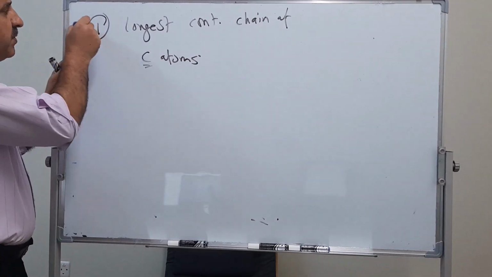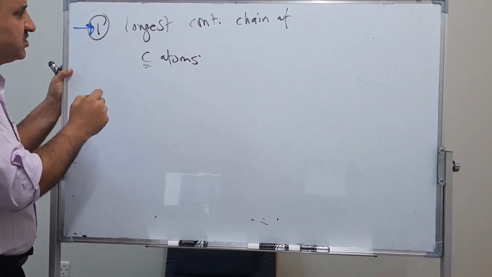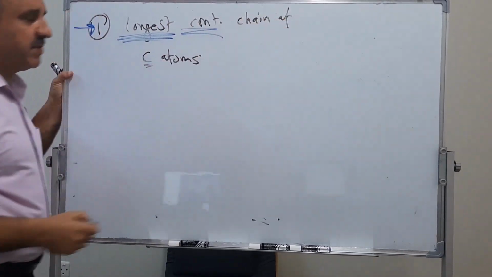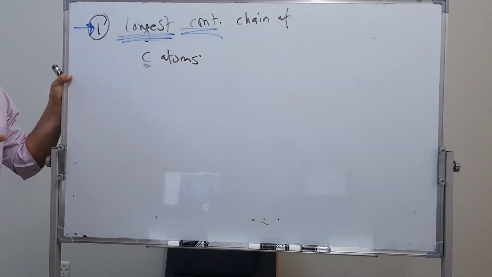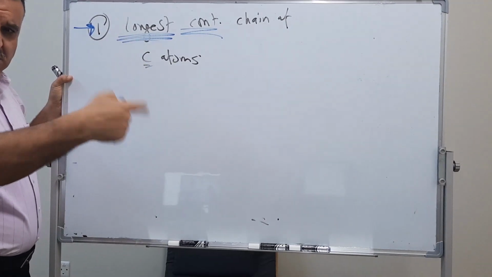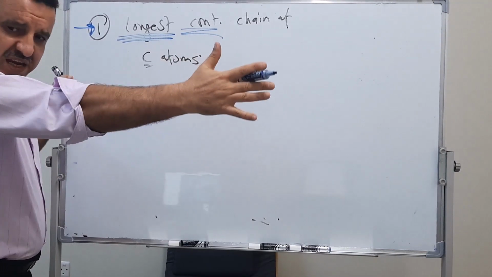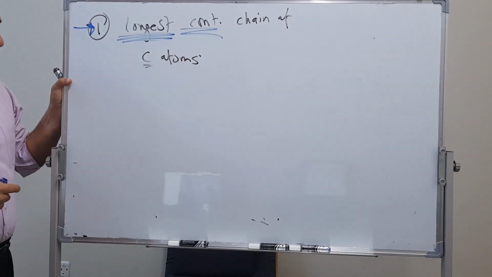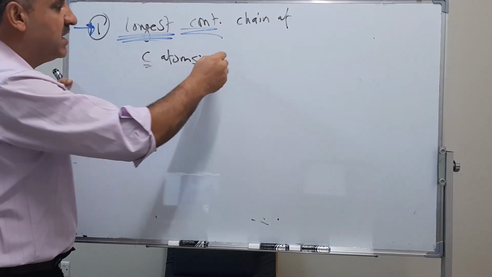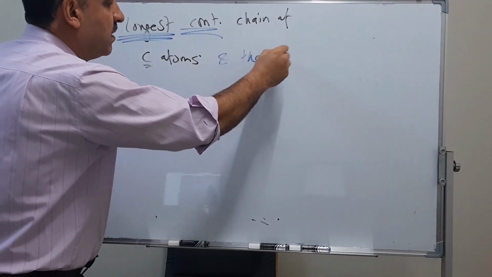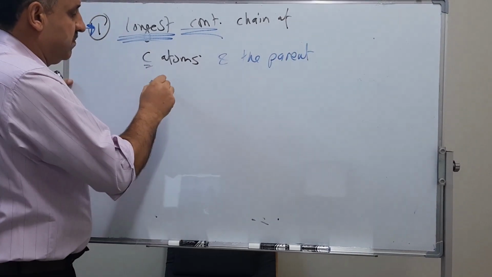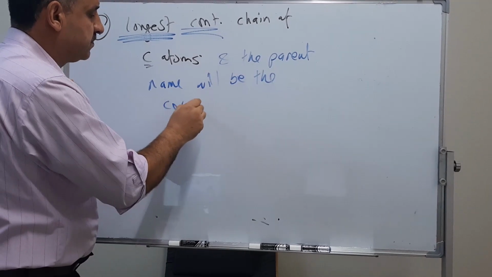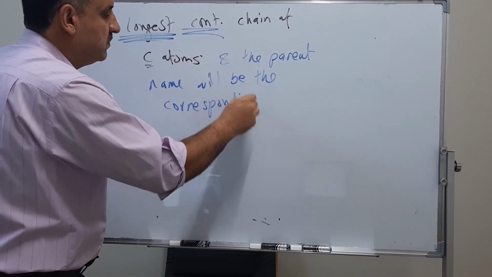The first and most important rule here is this rule. We must determine the longest continuous chain of carbon atoms, which means the carbons are connected to each other. We have to go in one direction. That's the meaning of the continuity of the longest chain of carbon atoms. And as soon as we determine it, the parent name will be the corresponding alkane name.